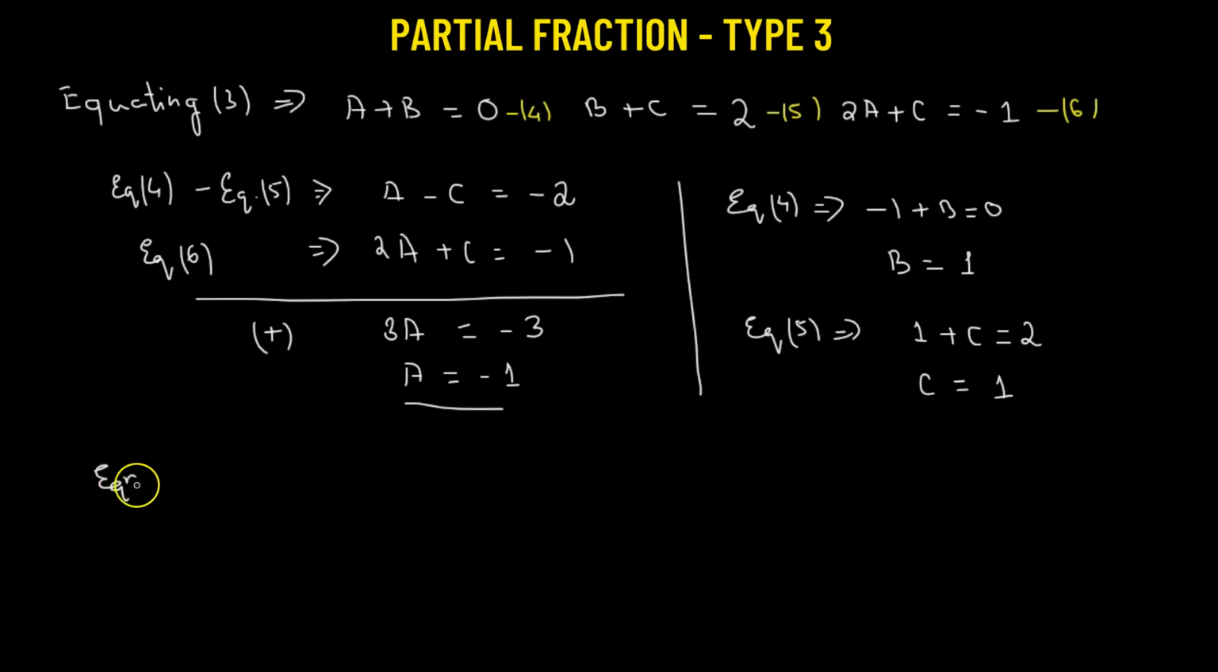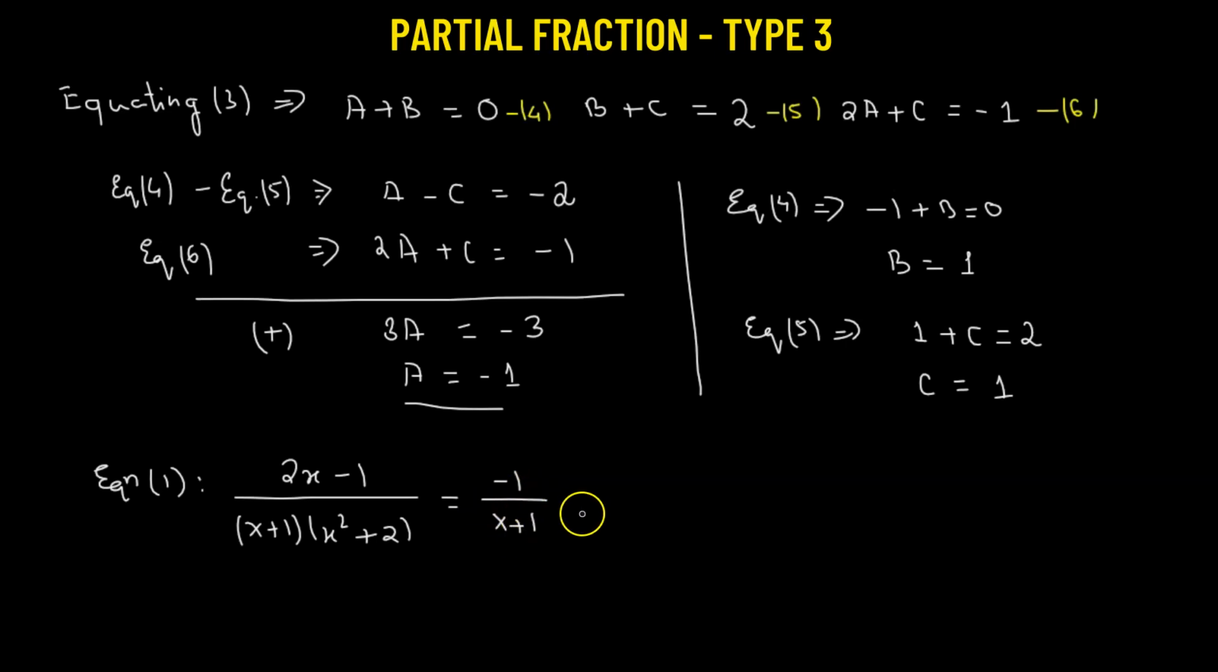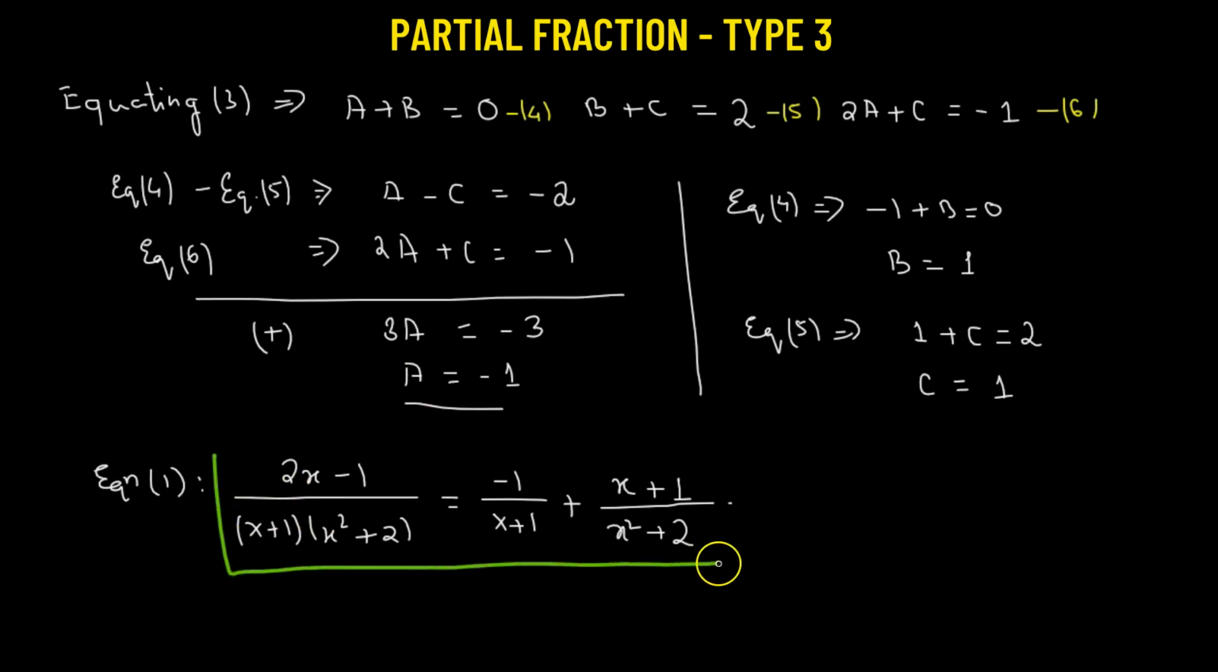Let's go back to equation number 1, which is our partial fraction. We had (2x - 1)/((x + 1)(x² + 2)) equal to A/(x + 1), so we have -1/(x + 1), added to (Bx + C)/(x² + 2), where B is 1 so that's simply x, and C is 1, so (x + 1)/(x² + 2). This is going to be the required partial fraction. That means we have successfully resolved the given rational fraction into its constituent partial fractions, where one of the partial fractions is -1/(x + 1) and the other is (x + 1)/(x² + 2).